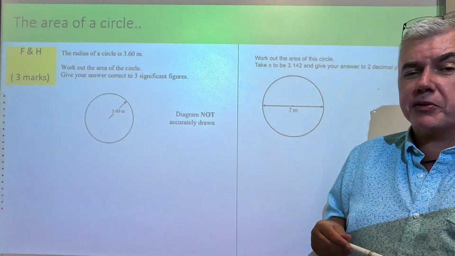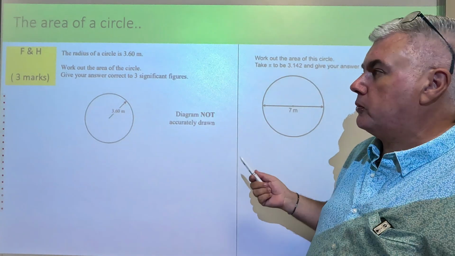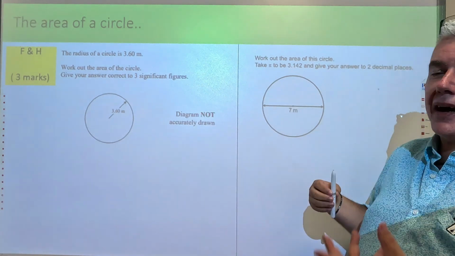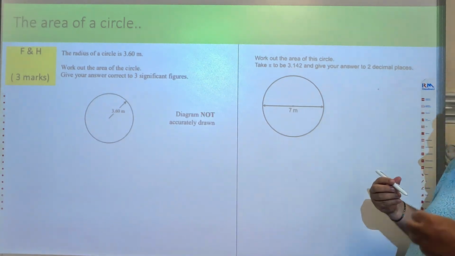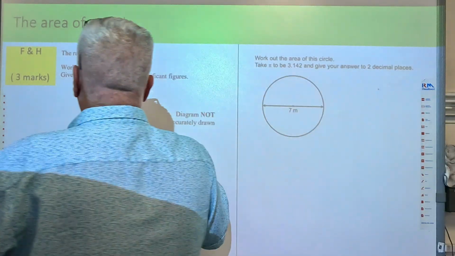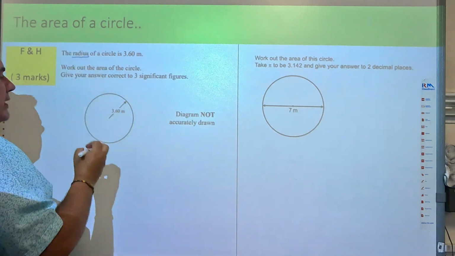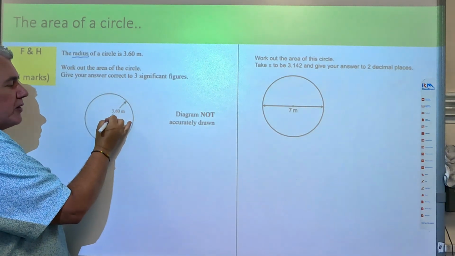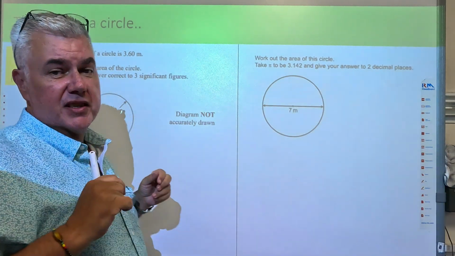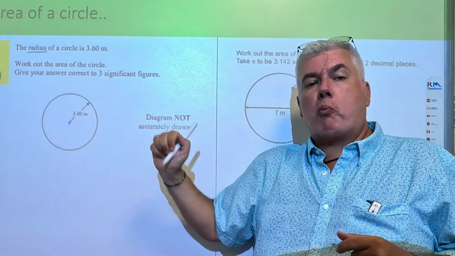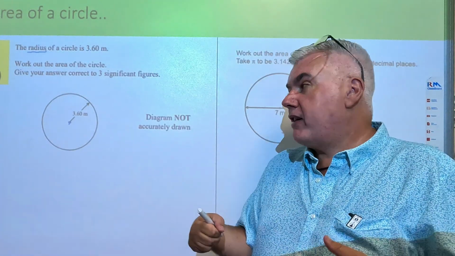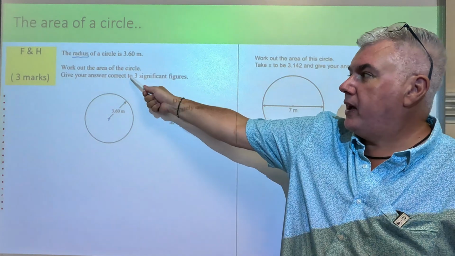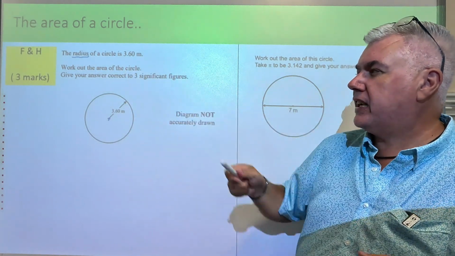Okay, so these two questions were taken off a foundation paper, but higher students also need to know how to find the area of a circle. It says the radius of this circle is 3.6. You need to know the radius is the line that goes from the centre to the outside of the circle. They've drawn it on for you, they won't always do that, so you need to know what radius actually means. It says work out the area to 3 significant figures.